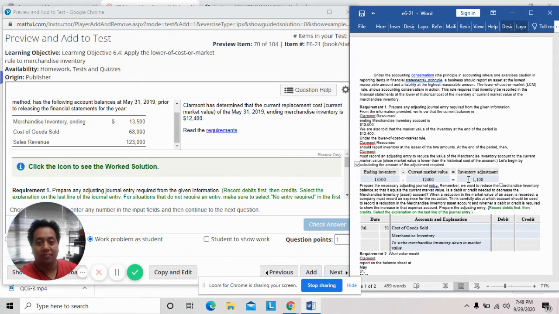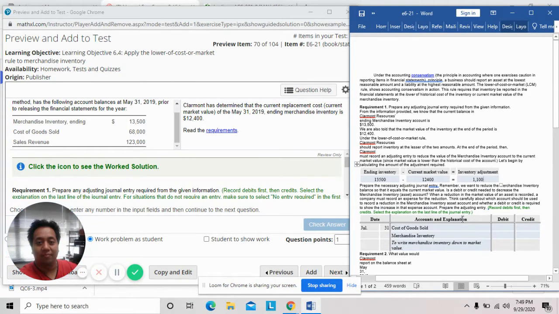As we prepare the adjusting journal entry, we need to reduce the merchandise inventory balance so it equals the current market value. We figure out that there's a debit and a credit, so we need a debit or credit to decrease the merchandise inventory account. When there's a reduction in the market value of an asset recorded, a company must also record an expense for the reduction. In this entry, we'll be thinking carefully about which account should be used, to record a reduction in merchandise inventory, and whether a debit or credit is required to show the increase in expense account.